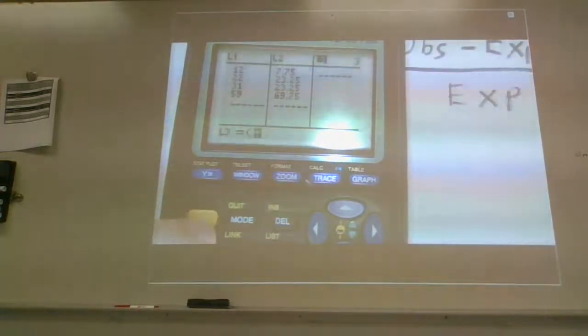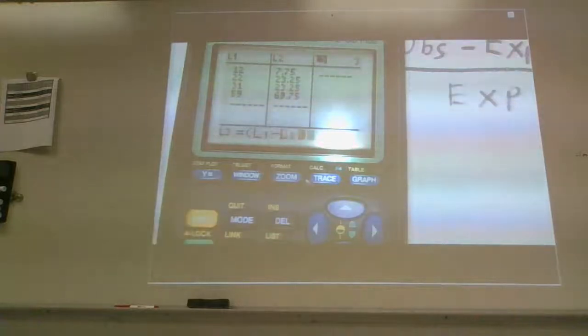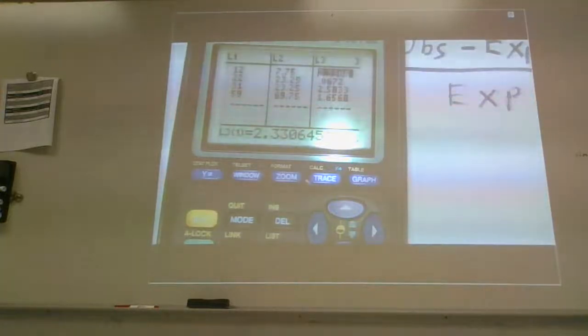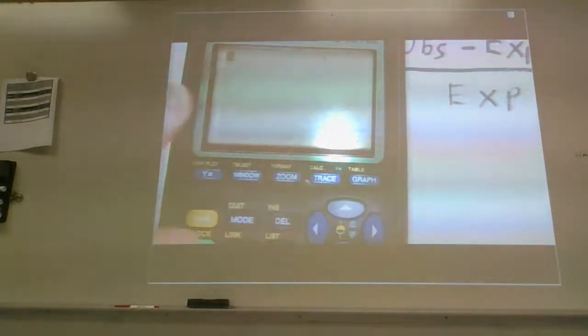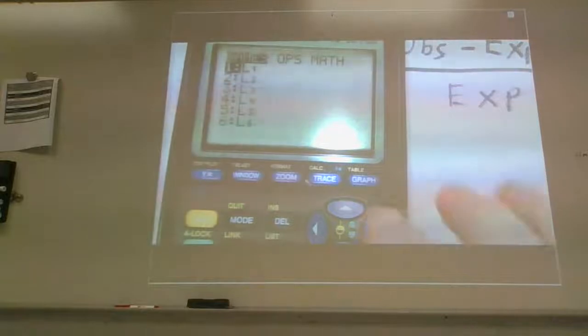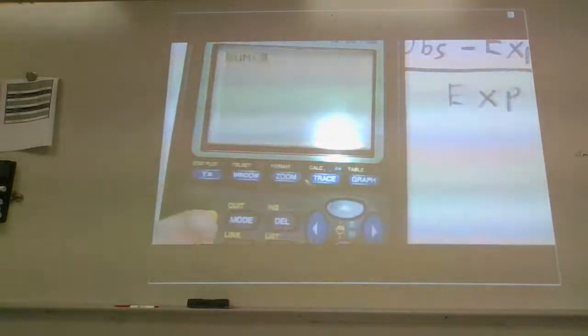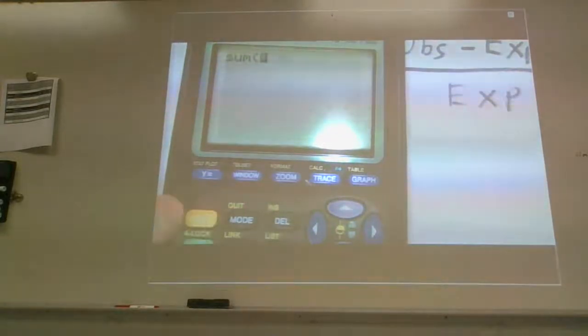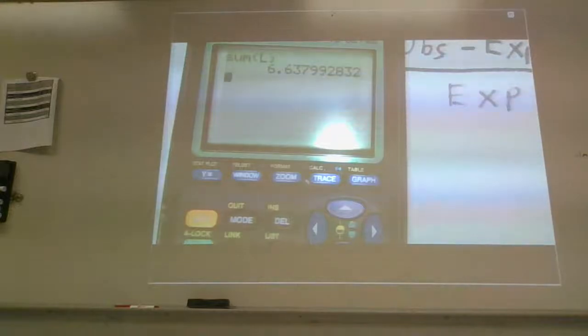Parentheses, L1 minus L2, squared, divided by L2. It'll give me all of those numbers that I need. Second mode, second stat will bring me here, and I can sum up L3. And that'll give me the chi-squared test statistic. That test statistic is what we need if you do not have a goodness of fit test. And we will have to utilize that in a moment.